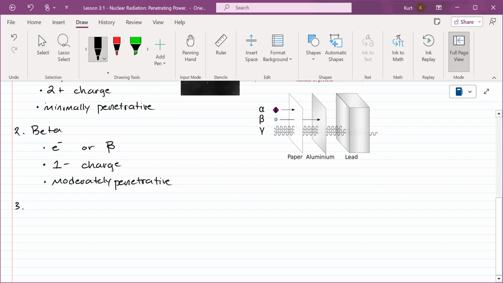And then we have the most powerful of them all, gamma rays. You got the Greek letter gamma. They have no mass, no charge. They are highly penetrating. That's the Greek letter gamma. It looks like a weird looking Y. It takes several feet of concrete or even lead to contain it.